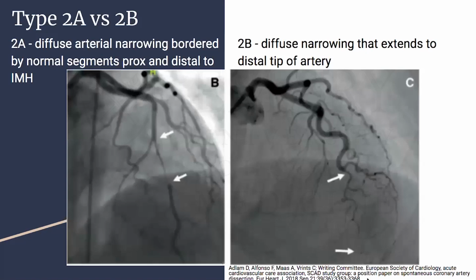Type 2 can also be subclassified further into 2A and 2B. 2A describes diffuse arterial narrowing bordered by normal segments, both proximal and distal to the area of intramural hemorrhage. As you can see here on the left, type 2A shows this recrudescence of a normal caliber distal vessel. And type 2B shows an extension of the stenosis to the distal end of the vessel here.